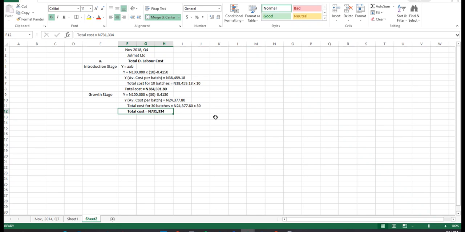Now, 731 is for, let me break it down. This cumulative is assumed that I'm starting from zero. It's assumed I'm starting from zero to that place, right? Now, if I am not starting from zero to that point, what will I be doing? Now, if this 731 is for this, now my first 10 batches, what did I get? 384. Am I right? Now, it means that if I got 384 before, total cost for 30 batches.